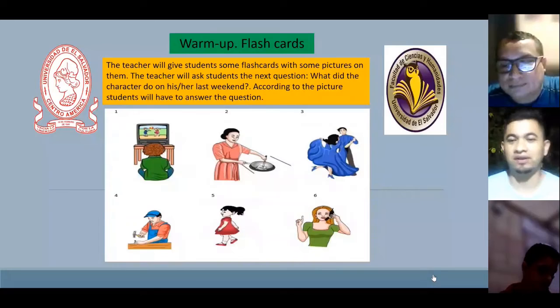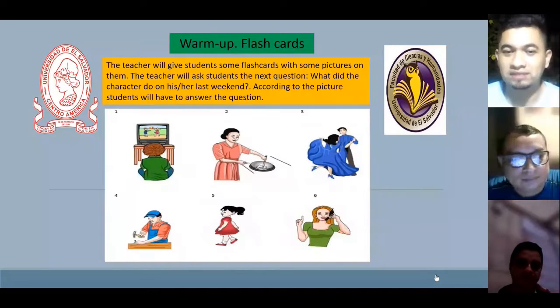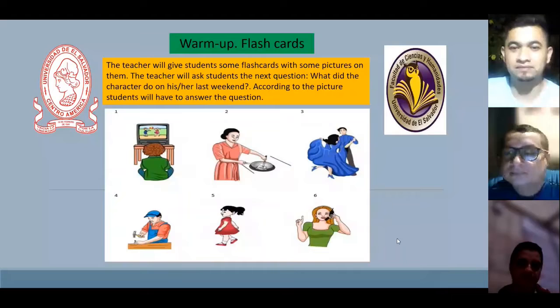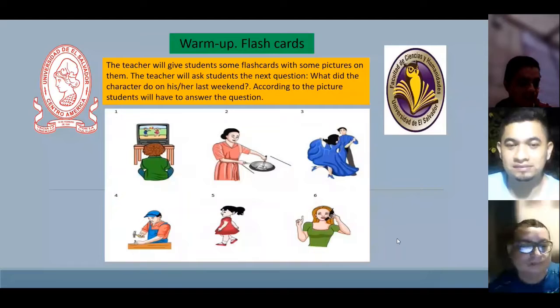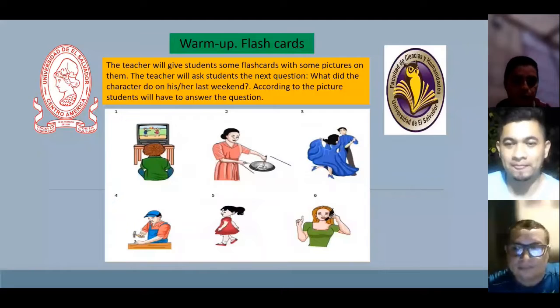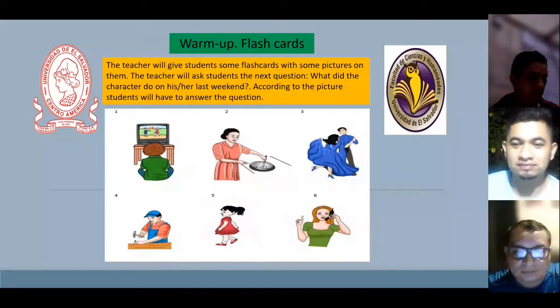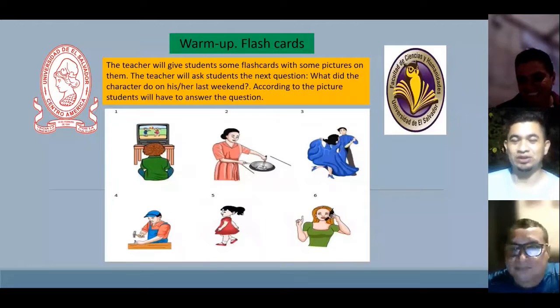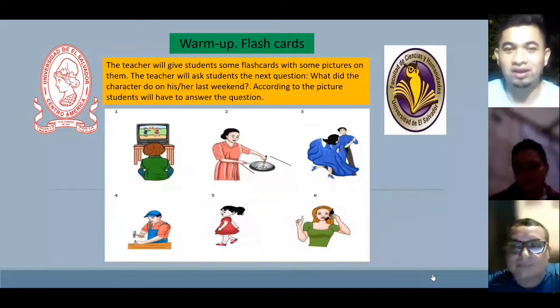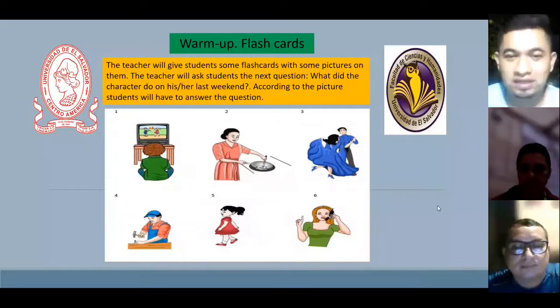Okay, perfect. What about you, Jose Maria? The first one. The carpenter worked last weekend. Okay, perfect. Carla walked around the park. And the third one, my mom talked on the phone all day last Saturday. Okay, nice.